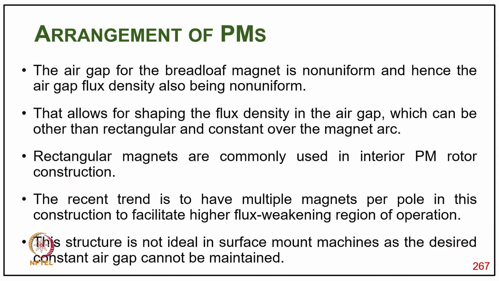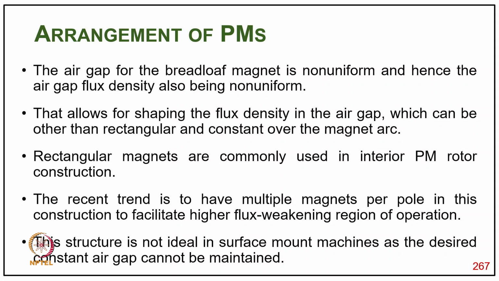Now, the air gap for the bread loaf magnet is non-uniform, and hence the air gap flux density is also non-uniform. That allows the shaping of flux density in the air gap, which can be other than rectangular and constant over the magnet arc. A rectangular magnet is commonly used in interior permanent magnet construction.